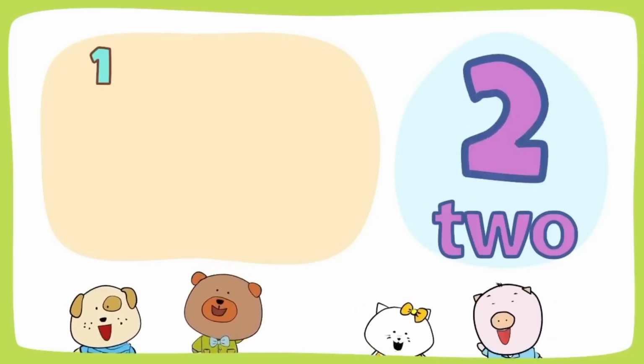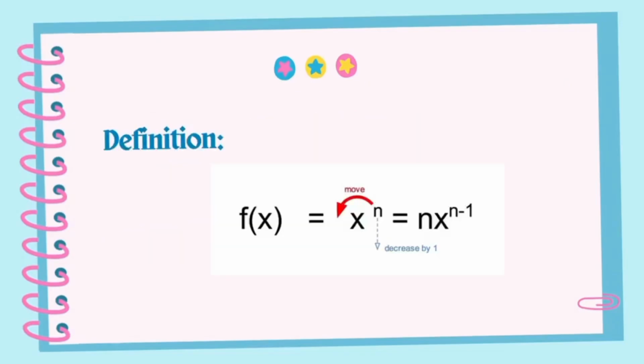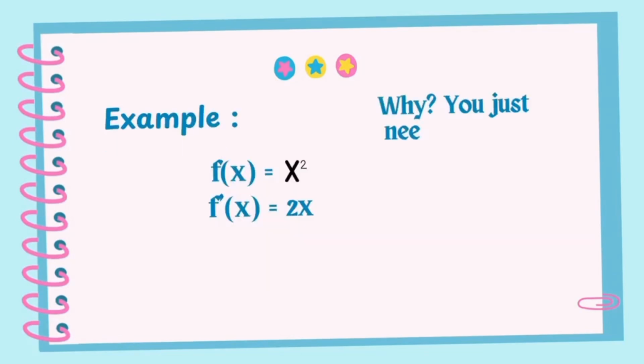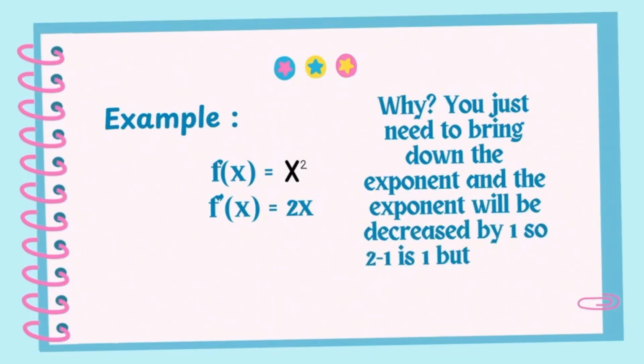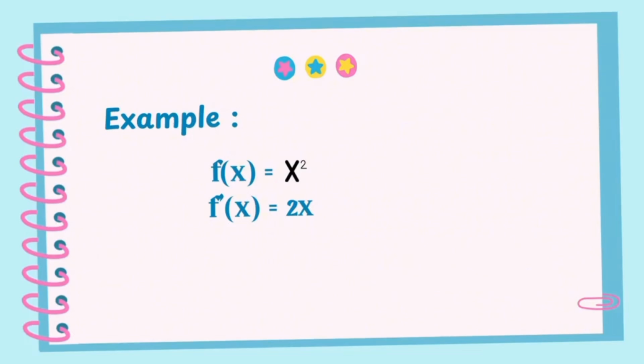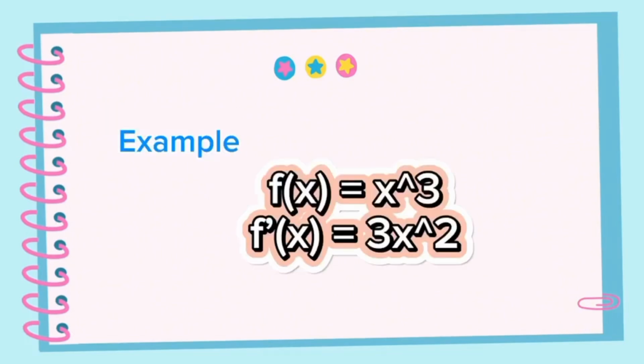Rule number 2. The power rule. f of x is equal to x raised to the power of n, where n is moved to the left side of the x and the exponent n is decreased by 1. For example, f of x is equal to x squared, wherein the derivative of x squared is equal to 2x. Another example is f of x equals x cubed, then f prime of x equals 3x squared.